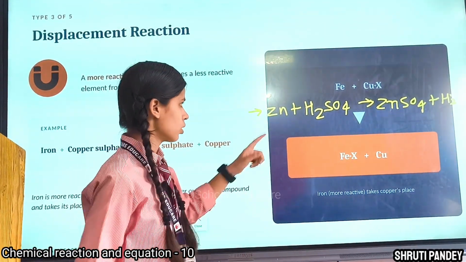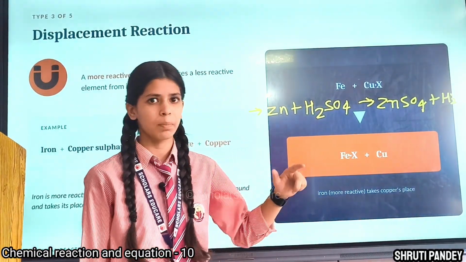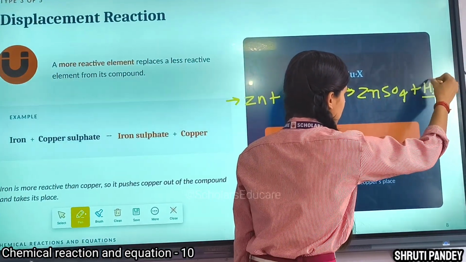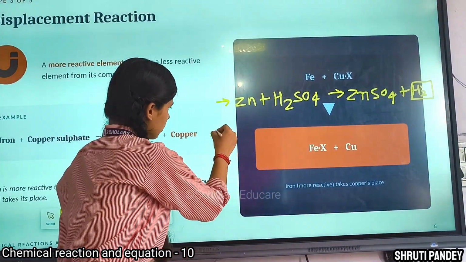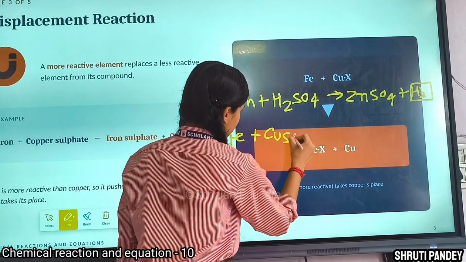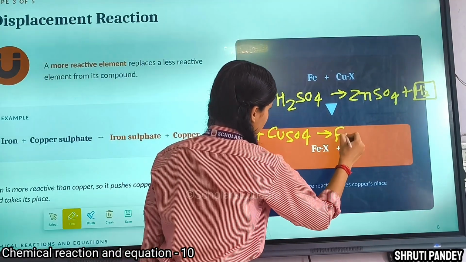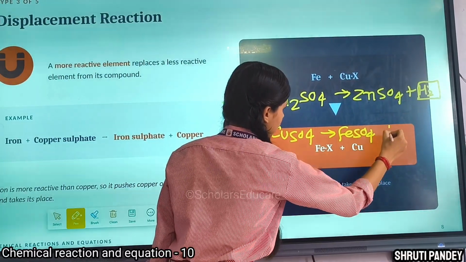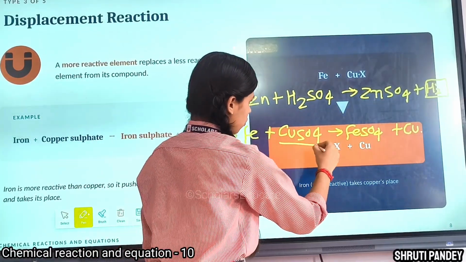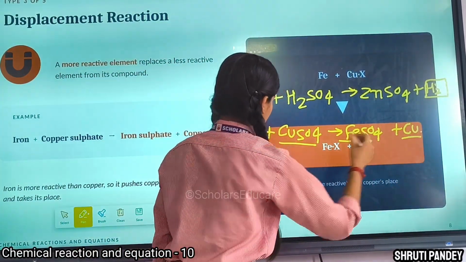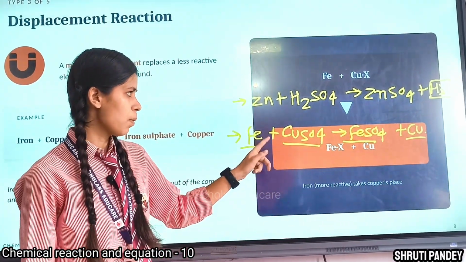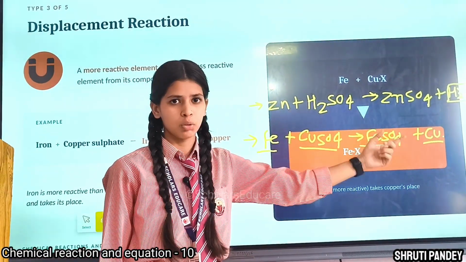In this reaction, zinc is more reactive than hydrogen, so it displaces hydrogen and forms zinc sulfate, and hydrogen gas is evolved. Another example is Fe, iron, plus CuSO4 gives FeSO4, ferrous sulfate, plus Cu. In this reaction, iron and CuSO4 react and give ferrous sulfate and copper. Iron is more reactive than copper, so it displaces copper and forms ferrous sulfate and Cu.